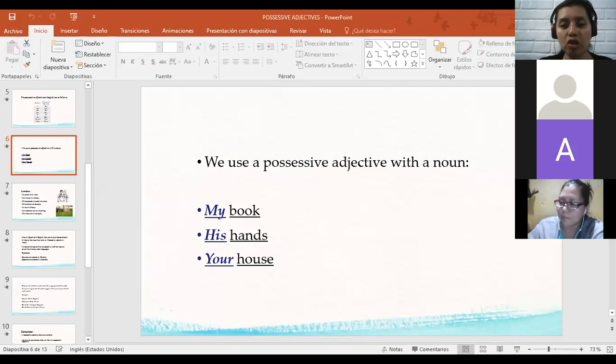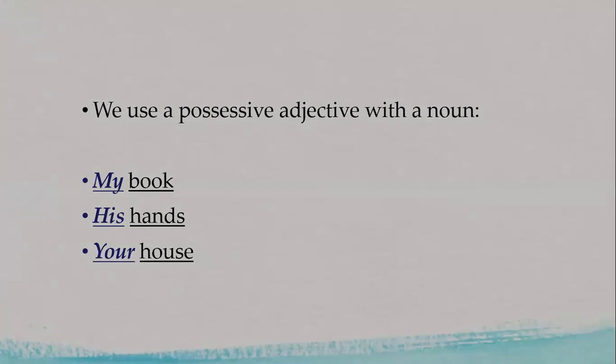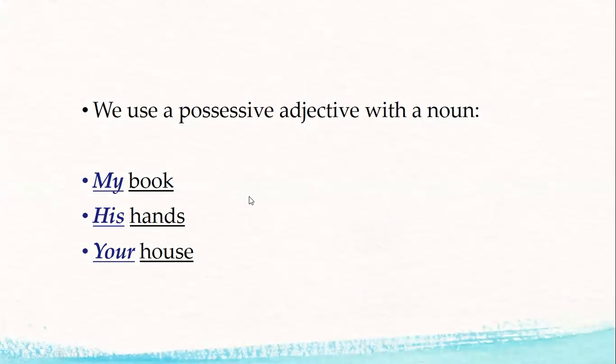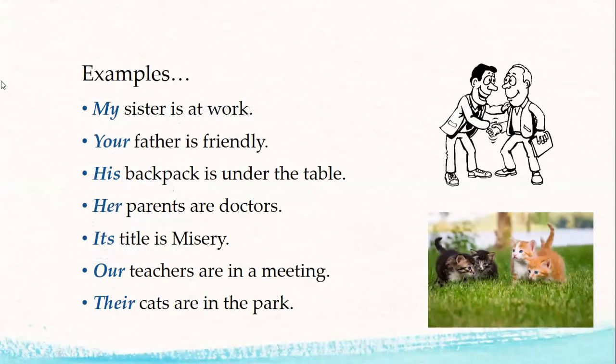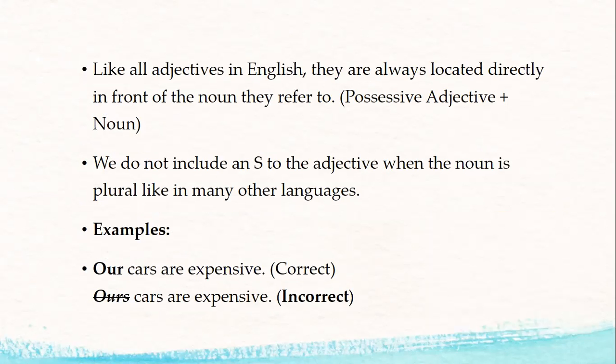Another thing that we mentioned and that is really important is that a possessive adjective will always be followed by a noun, okay? That's something that we discussed yesterday, and we also studied some examples. If you remember, we read these examples, and there are some other things that I want to share with you with these possessive adjectives, okay? So we have the following information that is really important for you to know.